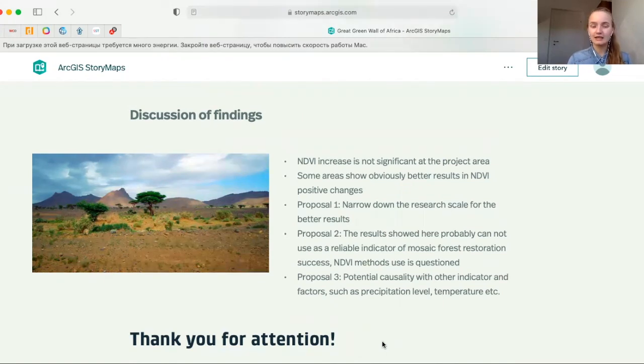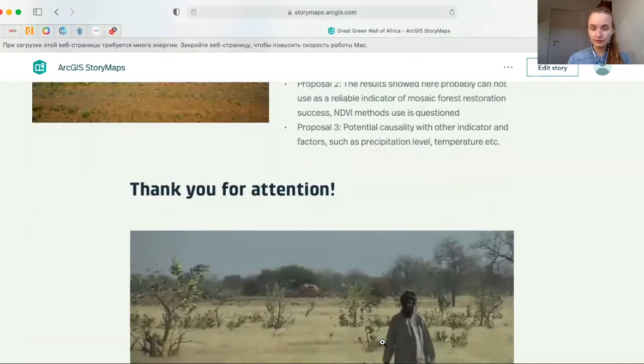The second is that probably NDVI as a technique and method is not a good one. Probably it doesn't show good results, and it doesn't reflect the results of this project. And the third is that probably these changes in NDVI and vegetation cover are not due to successful implementation of the project, but due to differences and changes in precipitation level, temperature change, etc.